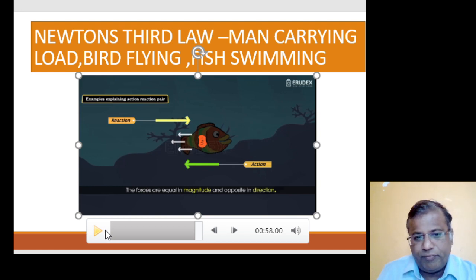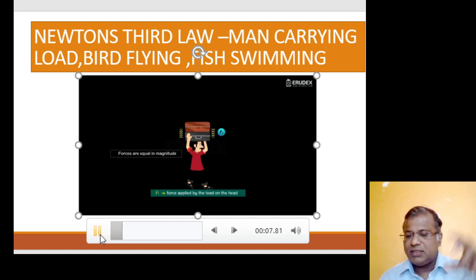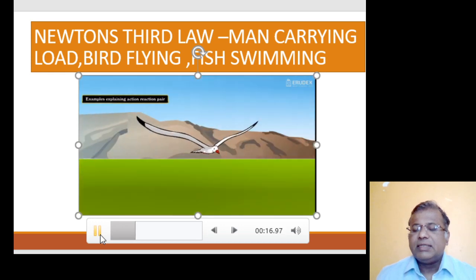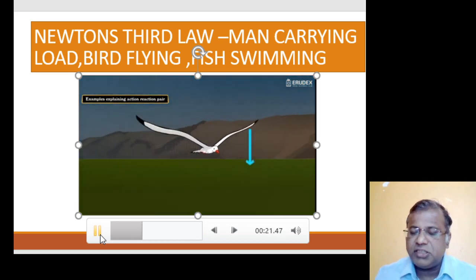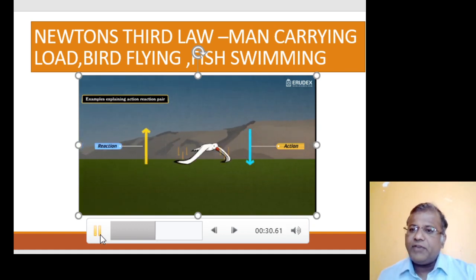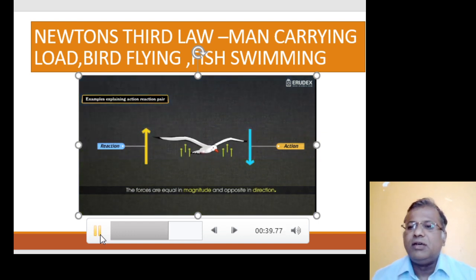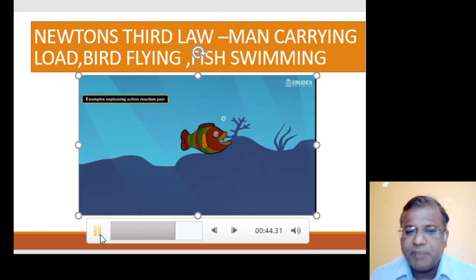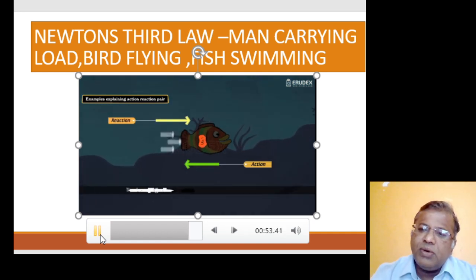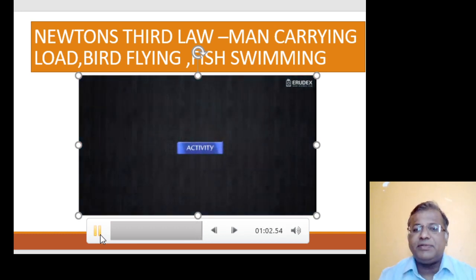Okay, so here we have seen three different cases where you have this action-reaction pair. In the first example, the person is carrying a certain load, and there is a downward force and, equal and opposite, an upward force. Then you have this bird flying over here. It pushes the air in the downward direction, and the air in turn pushes the bird in which direction? Upward direction. Then we saw the example of a fish moving in water. When we are swimming, we push the water in the backward direction, and the water in turn pushes us in the forward direction. These examples are very important to understand what exactly is happening. Otherwise, we have that theory in mind, and we always know things only theoretically.